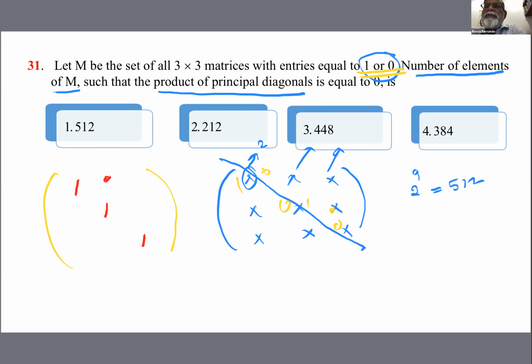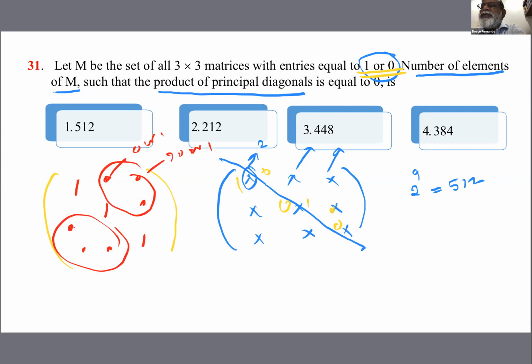The remaining, no problem. So the remaining, how many are there? 6 are there. There it can be 0 or 1. Here it can be 0 or 1. So the remaining 6 places, you can do it in 2 into 2 into 6 ways. So 2 to the power 6 ways. So it is equal to 64. So it is equal to 448. Okay, it is more of a permutation combination than matrix.